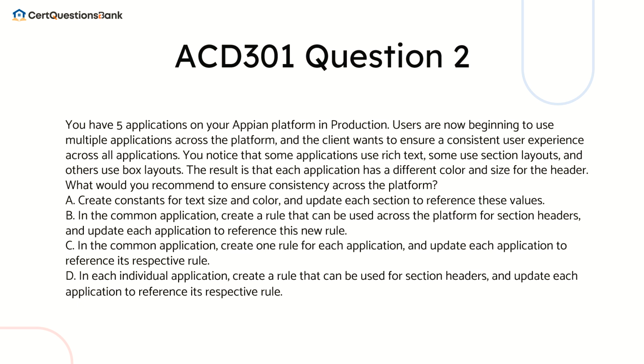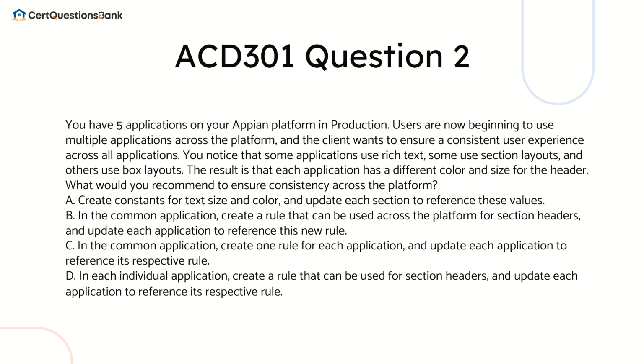You have 5 applications on your Appian platform in production. Users are now beginning to use multiple applications across the platform, and the client wants to ensure a consistent user experience across all applications. You notice that some applications use rich text, some use section layouts, and others use box layouts. The result is that each application has a different color and size for the header. What would you recommend to ensure consistency across the platform?